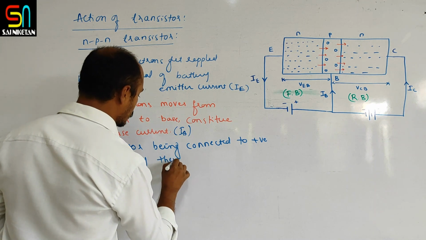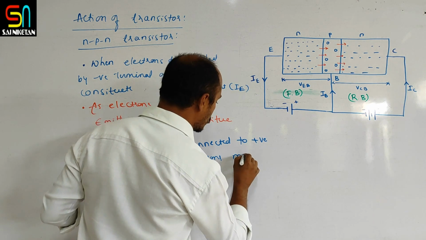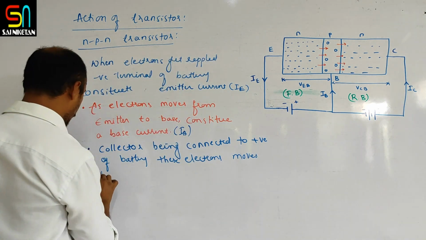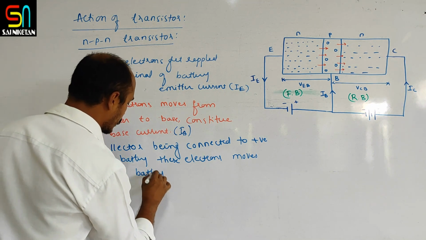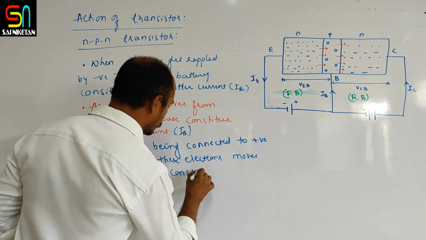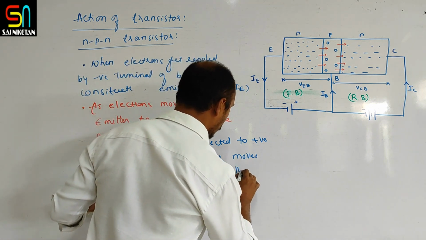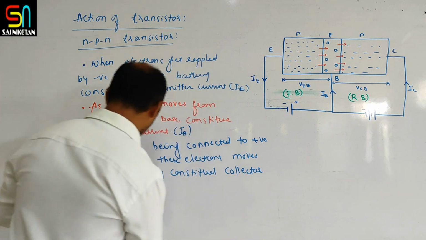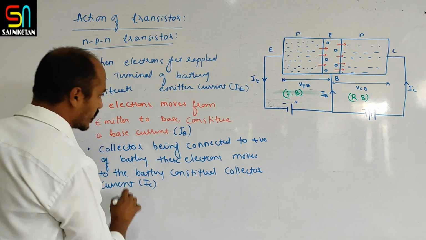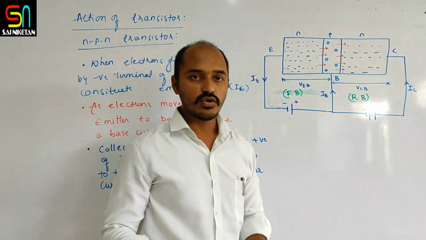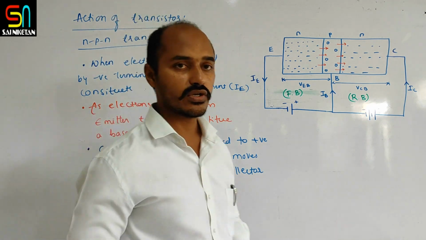These electrons move to the battery and constitute the collector current, that is IC. So this is what I wanted to explain regarding the action of the NPN transistor.